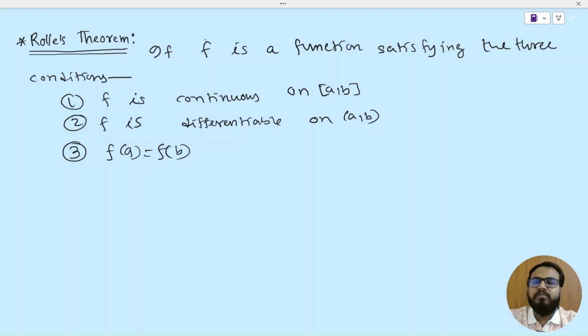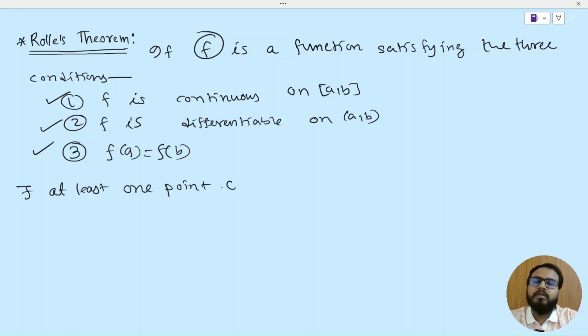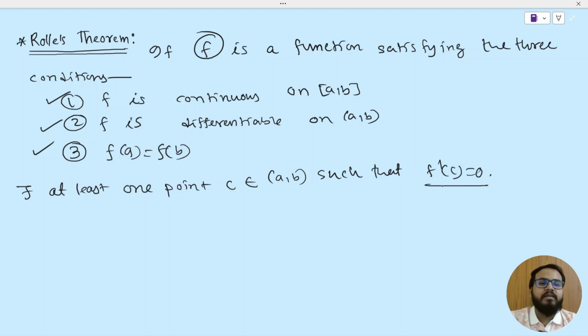That means if a real valued function f satisfies these three conditions, then Rolle's theorem says that there must exist at least one point c lying in the open interval (a, b) such that f'(c) = 0. So this is the statement of Rolle's theorem. Basically, Rolle's theorem talks about the root of the derivative function. Since here f'(c) = 0, that means c is the root of the derivative function.